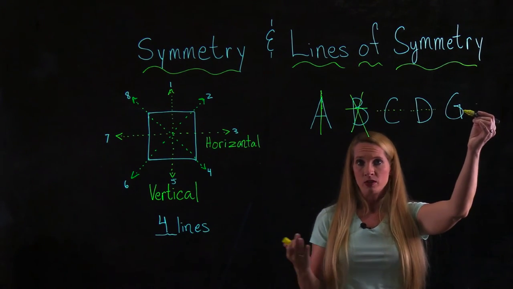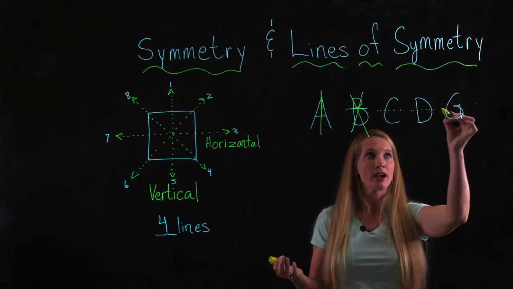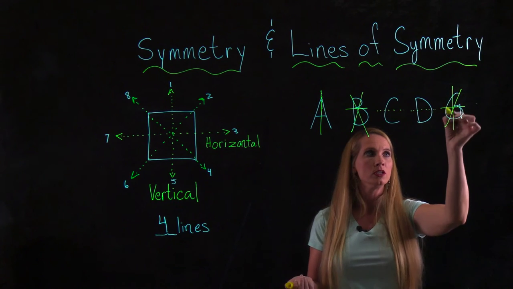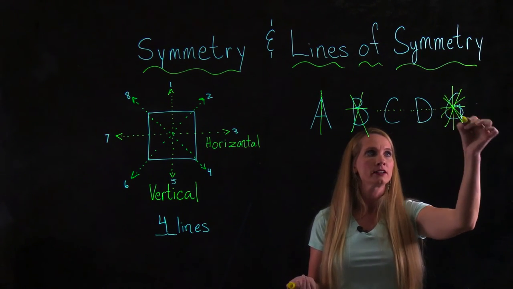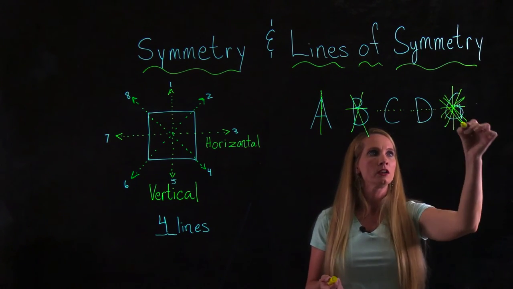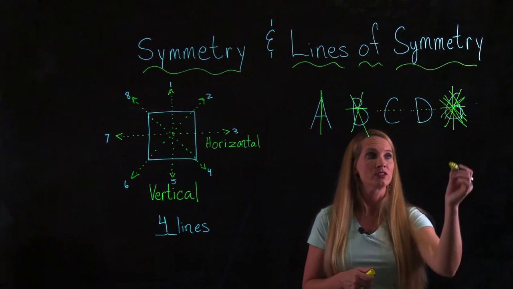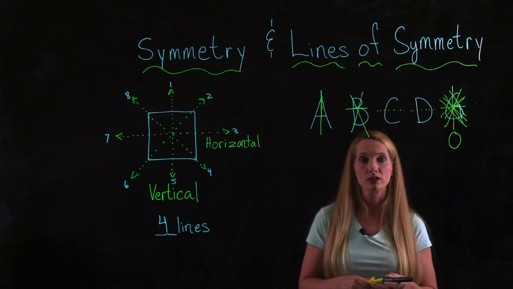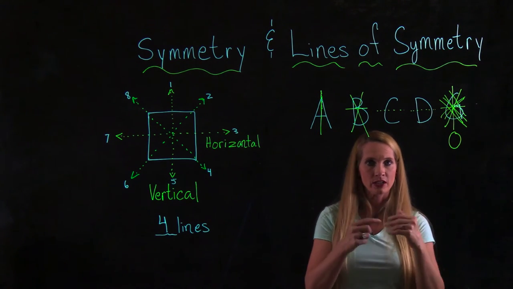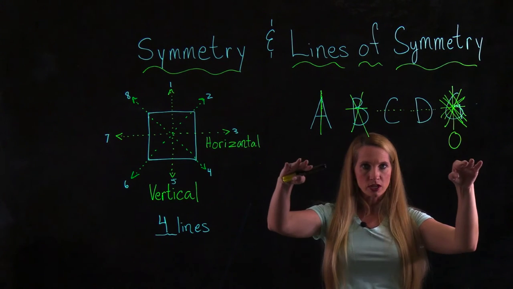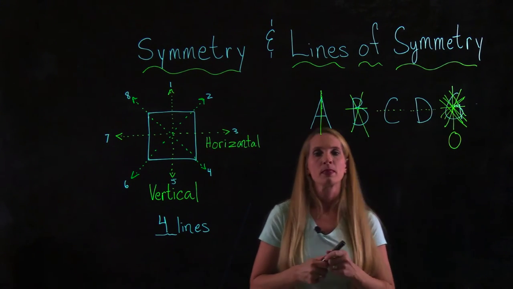Again, the G would not have a line of symmetry. I can't go this way or this way and have it be symmetrical. So it is not, kind of scratch through it. It would have 0 lines of symmetry because you could not fold it in half either way and be able to make it symmetrical. So that's just looking at some letters.